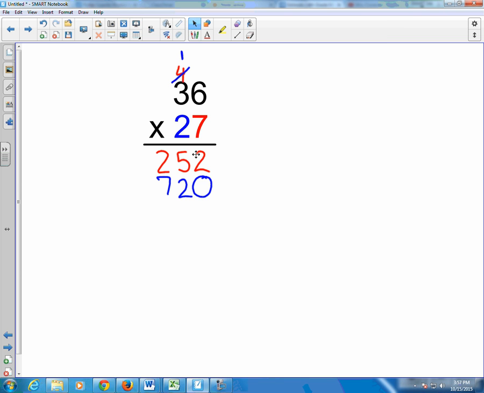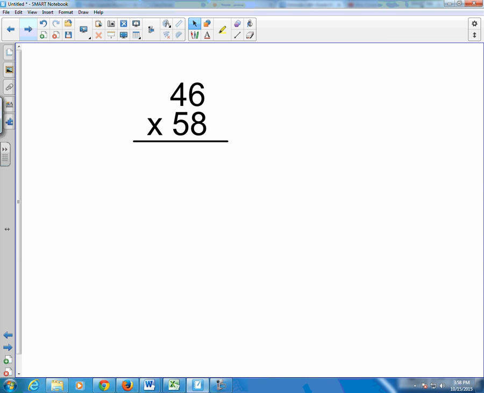Now I have my two partial products. I multiplied 7 times 36 and I multiplied 20 times 36. I'm going to add these two partial products up. 2 plus 0 is 2. 5 plus 2 is 7. And 2 plus 7 is 9. So the product of 36 and 27 is 972. Don't worry, don't feel confused. You just need a little bit of practice.